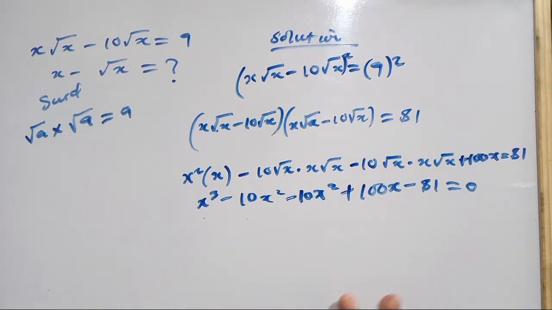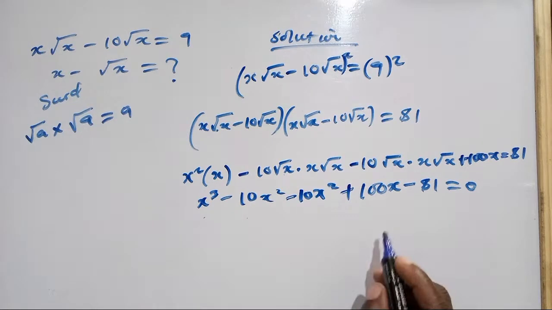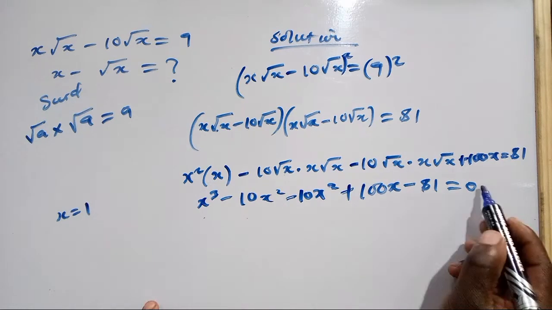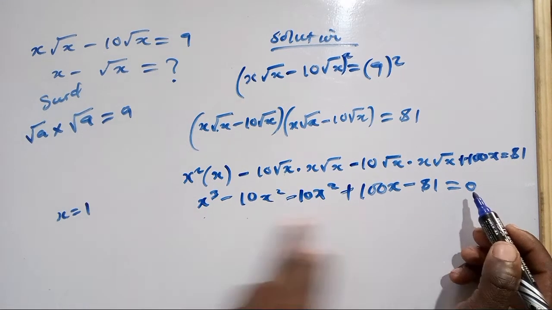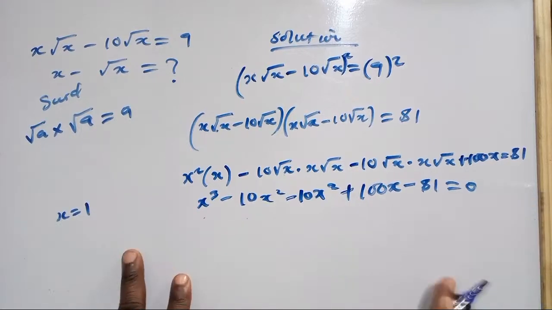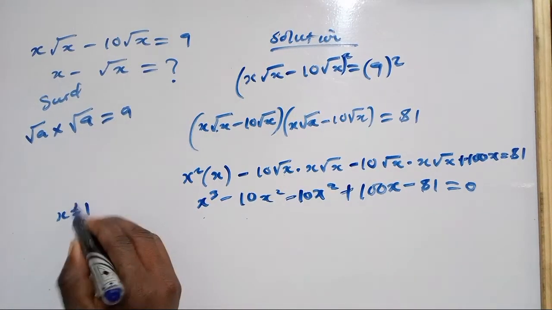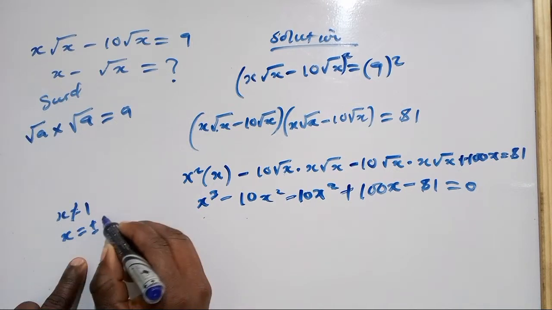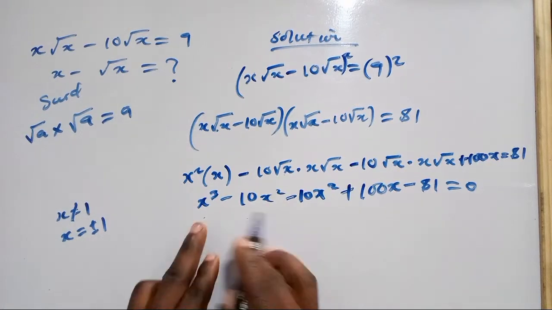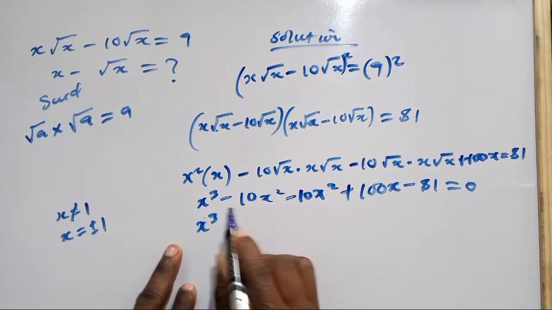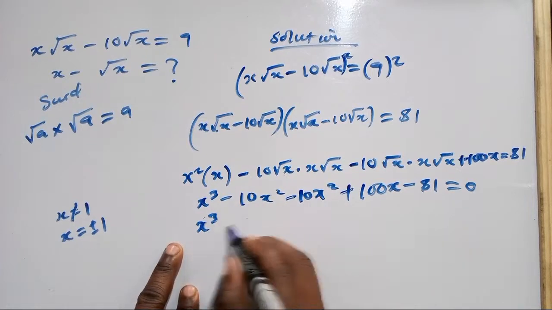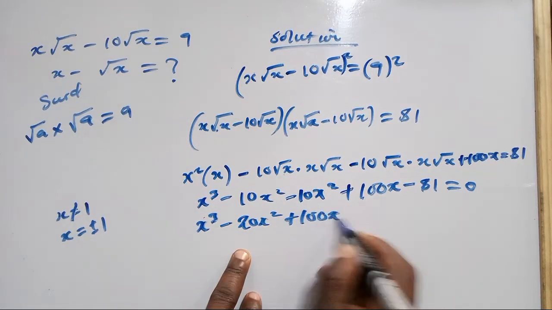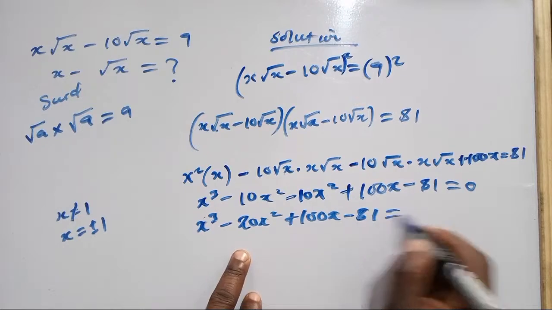And this is a kind of polynomial equation in which you look for any number and plug it in. Let's say if x is equal to 1, is it going to be 0? When you plug 1 into this equation, the outcome won't be 0. So x cannot be 1. Let me say x cannot be plus or minus 1. So what we have here is x cubed minus 10x squared minus 10x squared, you're going to have minus 20x squared, then plus 100x minus 81, which is equal to 0, right?